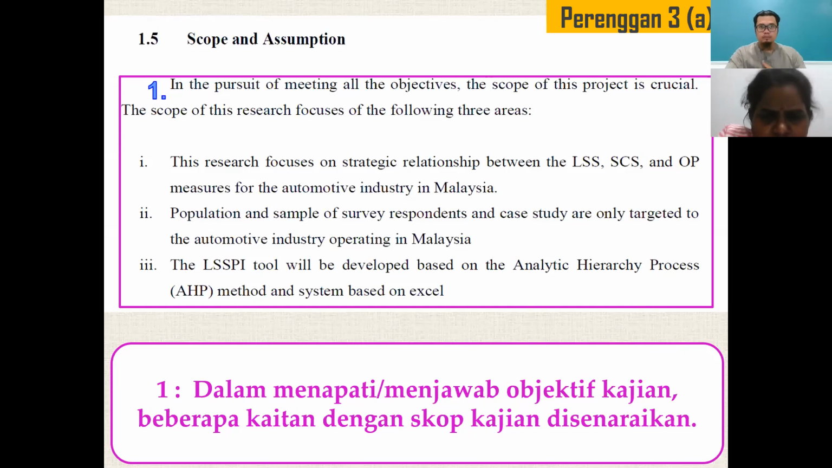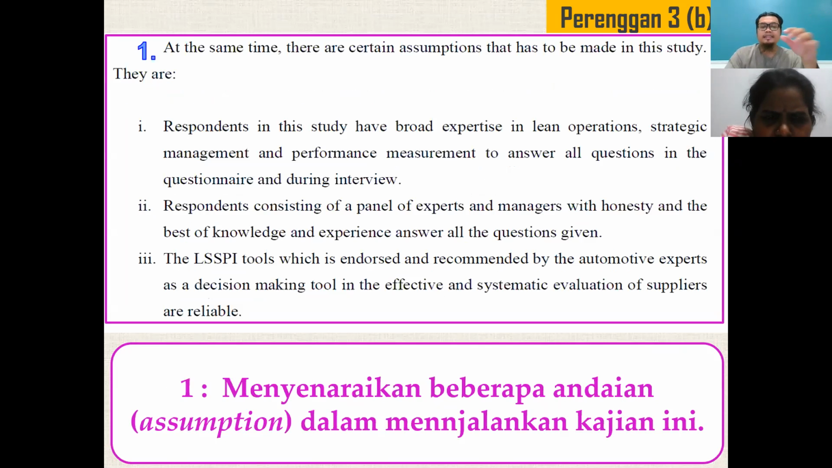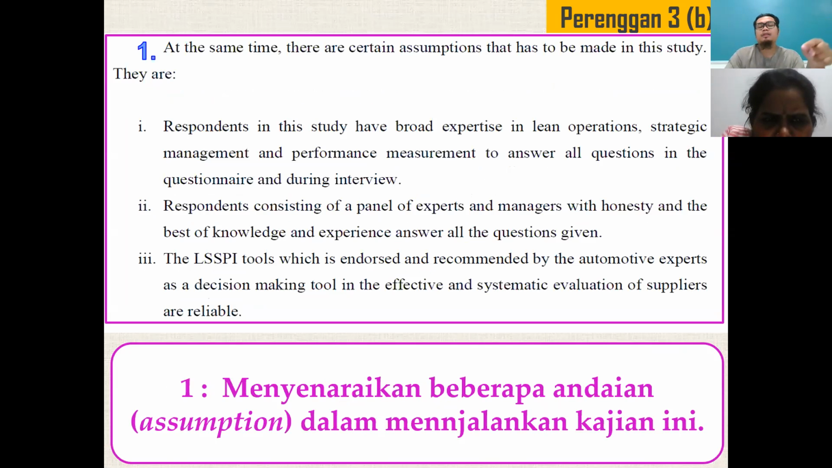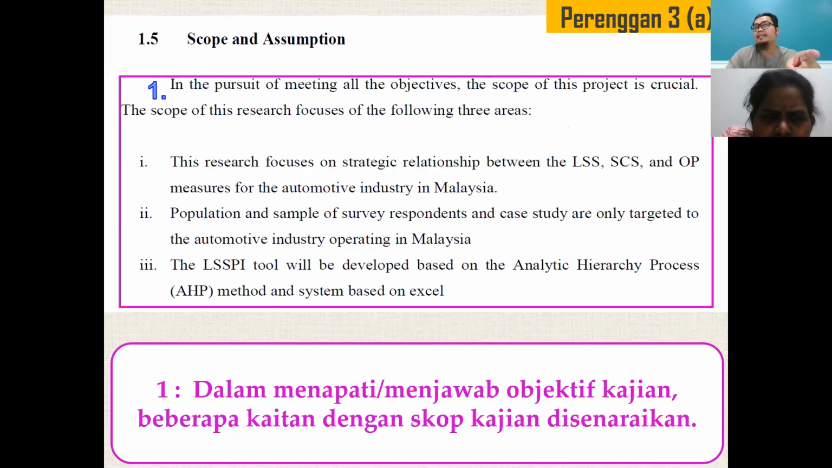So that's why I highlight in my thesis, for example in this case, that I have three areas that are my research scope and assumptions. Okay, we go to another thing. Sorry, this is the second part. Continuing on from this, at the same time there are certain assumptions, because the title is scope and assumptions.